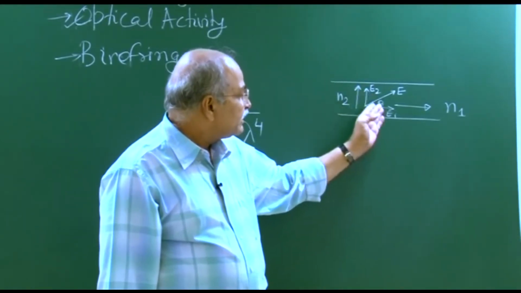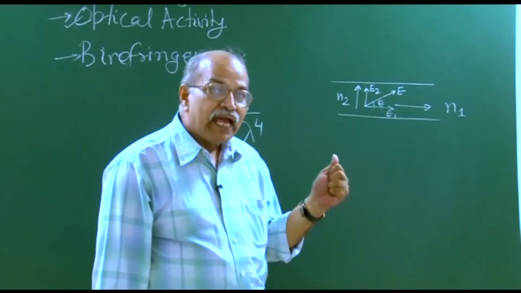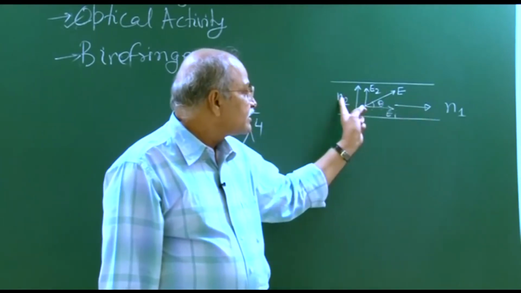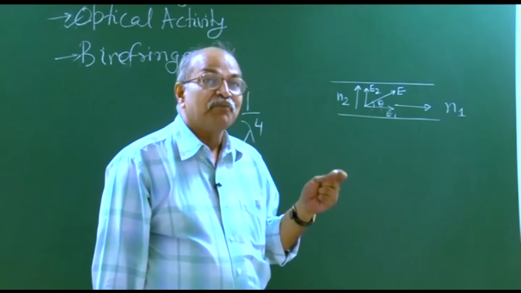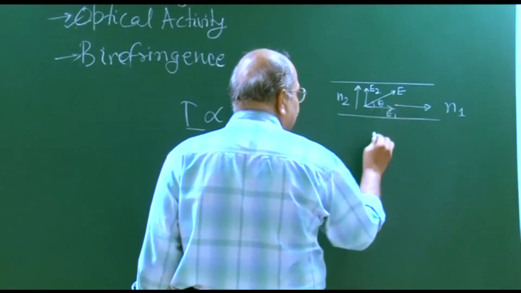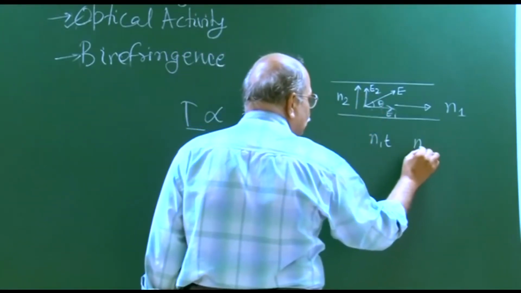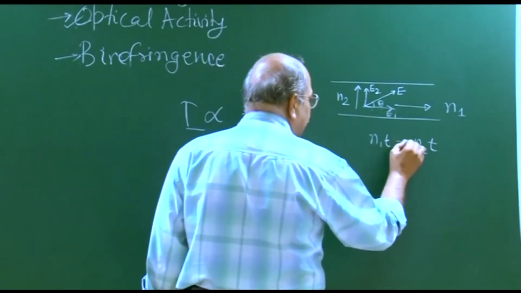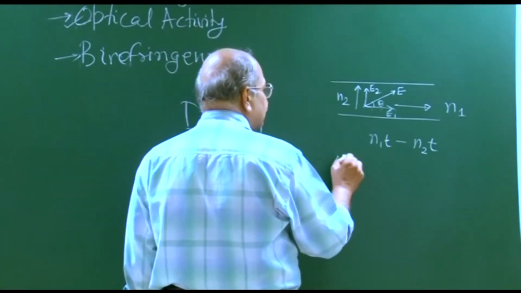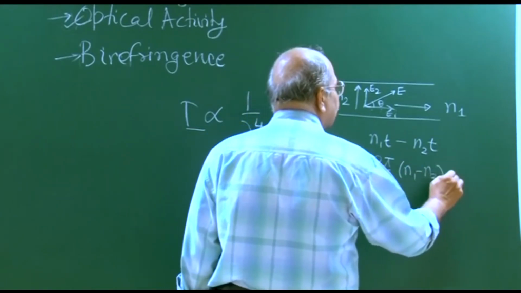Then the phase difference between these two is 0 and the resultant is again a linearly polarized light. But as it crosses the thickness of the tape, since the refractive indices are different, a phase difference will appear between the two components. The optical path travelled by this component will be n1 times t, and that travelled by this component will be n2 t, and so there will be an optical path difference n1 t minus n2 t, and correspondingly you will have a phase difference which will be 2 pi over lambda times (n1 minus n2) times t.